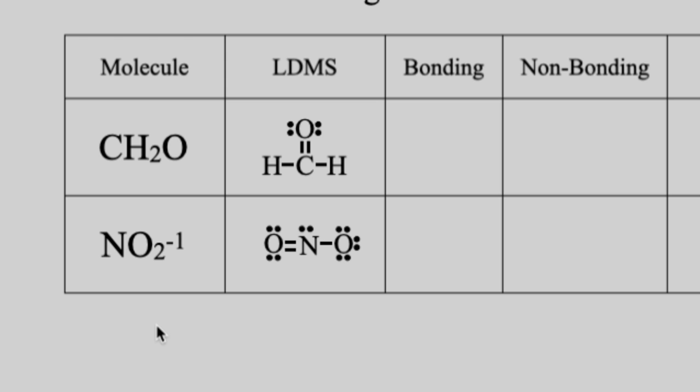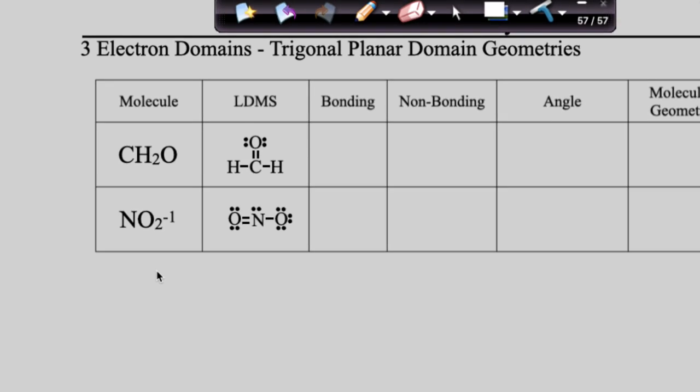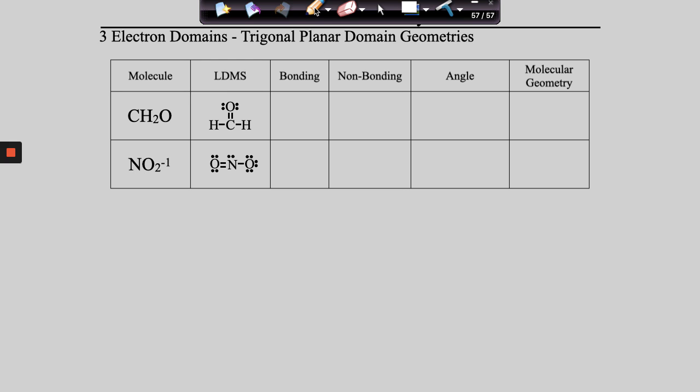Okay, now that you've had the opportunity to draw these molecules, let's look at what they have in common and how they're different. Looking at CH2O, we've got 1, 2, and yep, that's 3. It's not 4 because remember, double bond, 1 domain. That's 3 electron domains. Here we've got 1, 2, 3. These both have 3 electron domains. So how are they different? Well, looking at CH2O, we've got 3 bonding domains. Yes, one is a double bond, but we already established that's 1 domain, and no non-bonding domains.